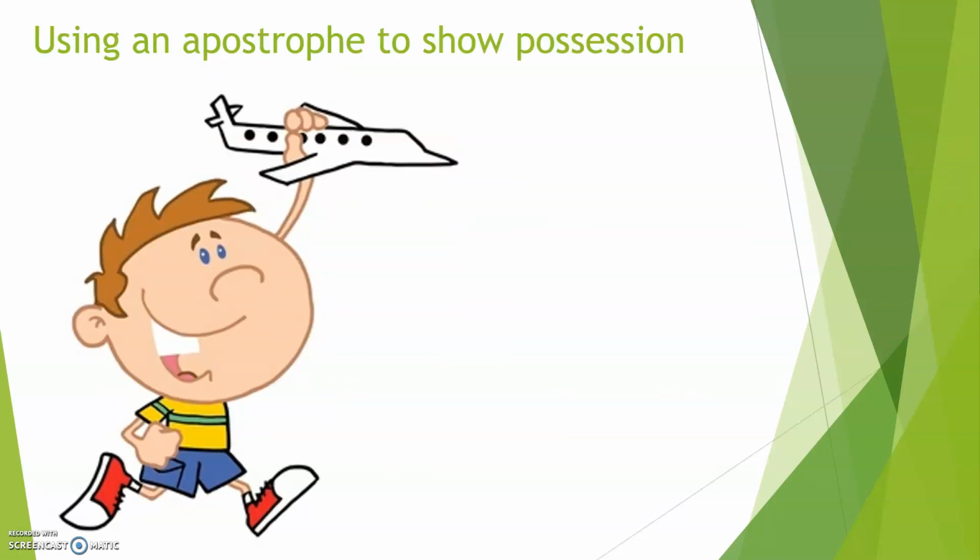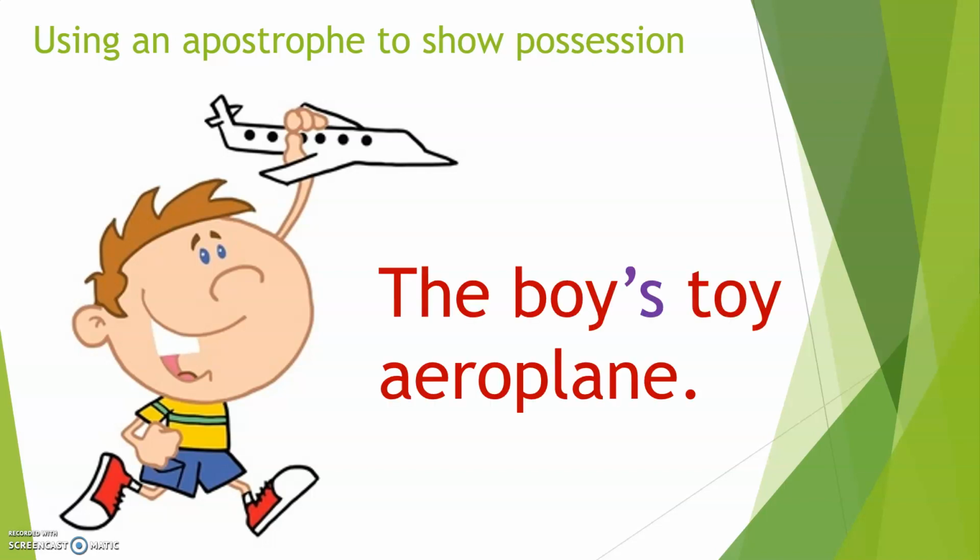So we're going to learn today how to use an apostrophe to show possession. So once again, we've got the boy here with his toy. To show that he owns it, we say the boy's toy aeroplane. Now, can you see here we have in purple an apostrophe and then an S.